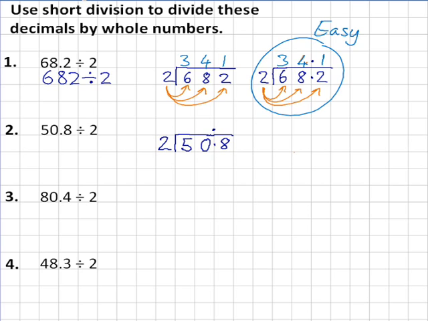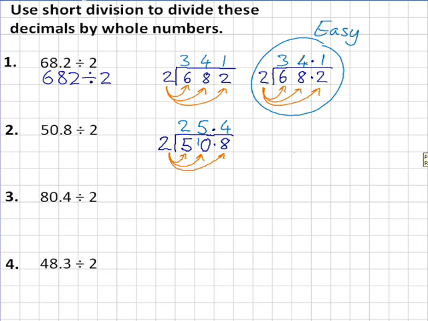Okay, 2 into 5 is 2, remainder 1. 2 into 10 is 5, no remainder. And 2 into 8 is 4. So the answer is 25.4. Okay, that wasn't too difficult. That should have been fairly familiar to you as well.